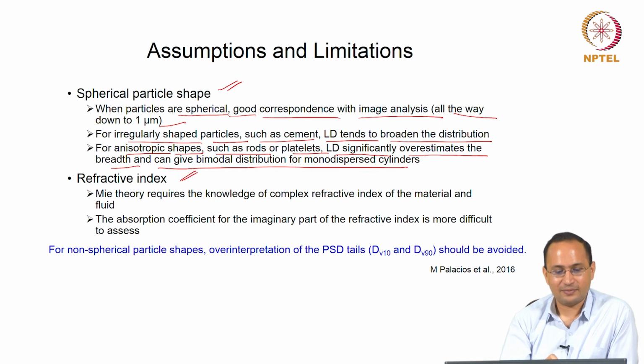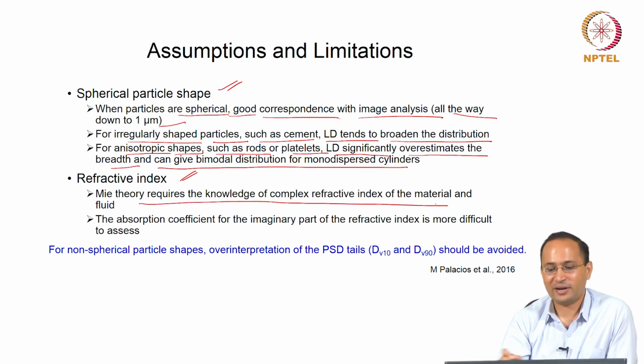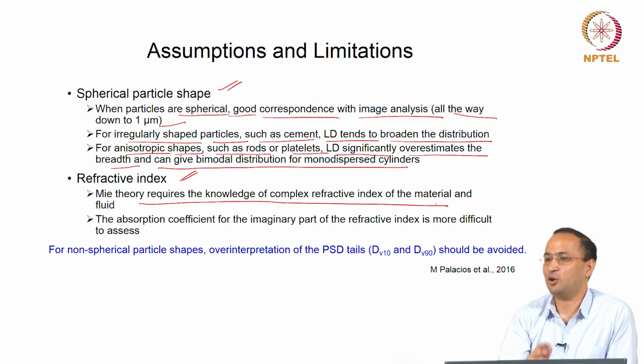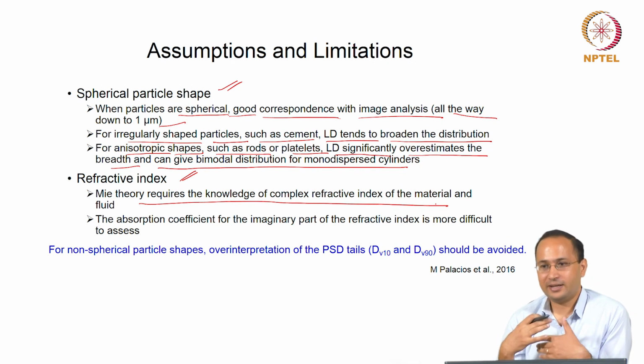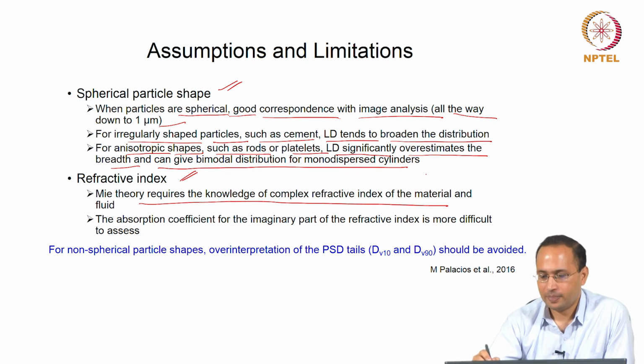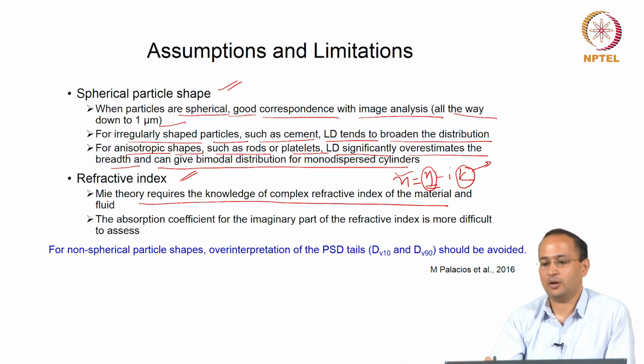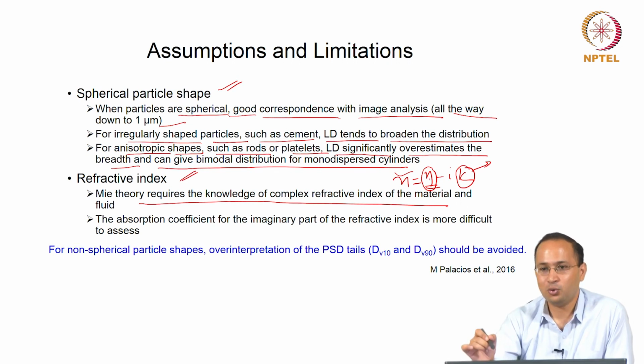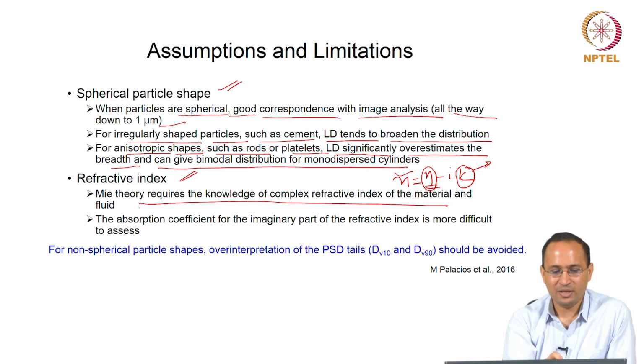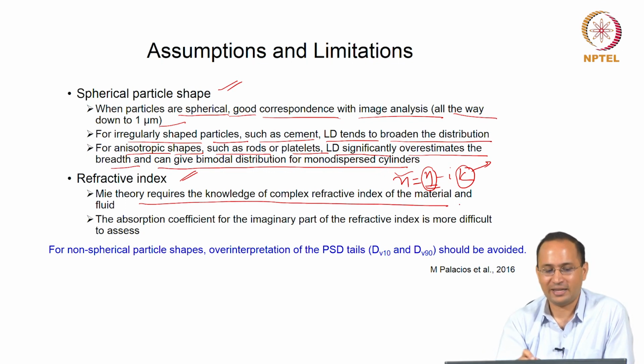The refractive index. Mie theory requires the knowledge of the complex refractive index of the material and fluid. We talked about it, because it considers the refractive index. The complex refractive index can be written as N plus iK, where N is the refractive index and K is the absorption index. So, you have to know N and K, that is the idea. If you do not know, that will affect your results.